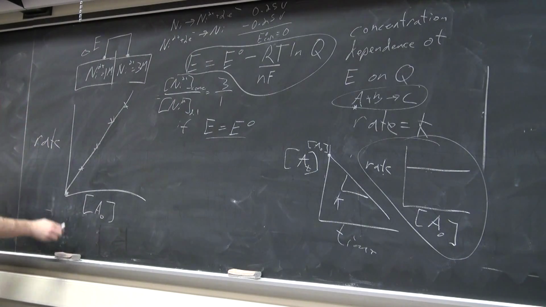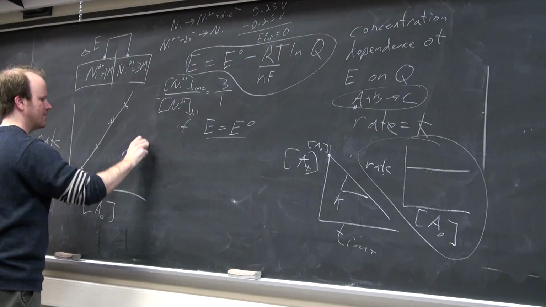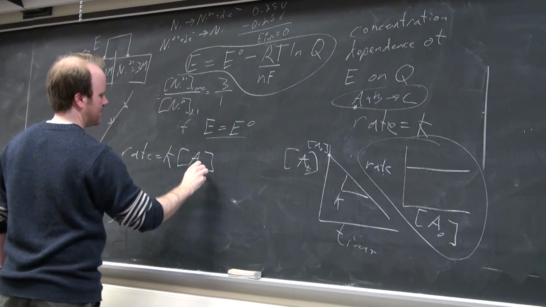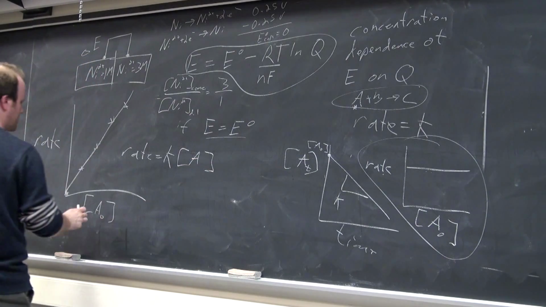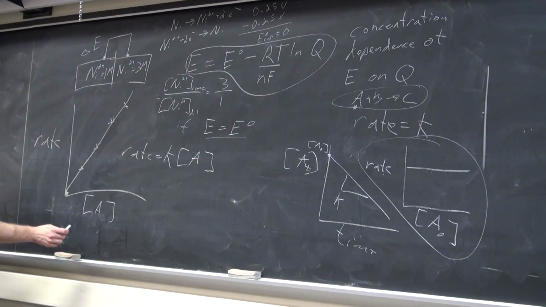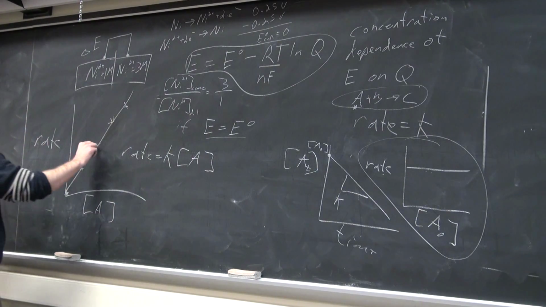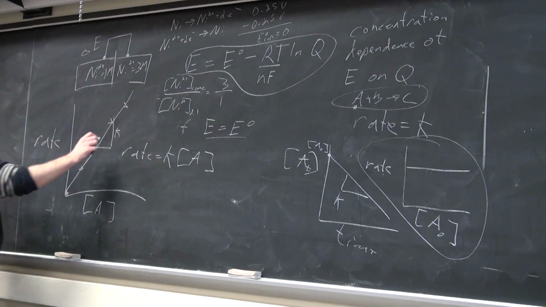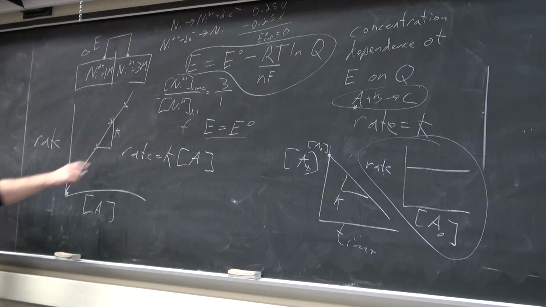So you could always plot rate as a function of A0, because rate equals K times A. So the slope would be K. Yeah, in this case it would be, and it would go through 0, because of the concentration of A. And 0 would be where it intersects. So you could plot it like this.